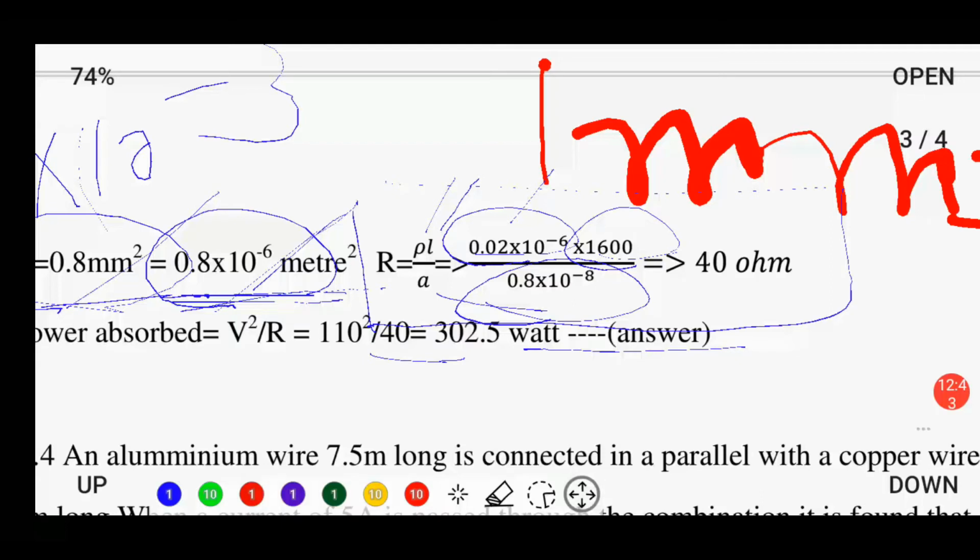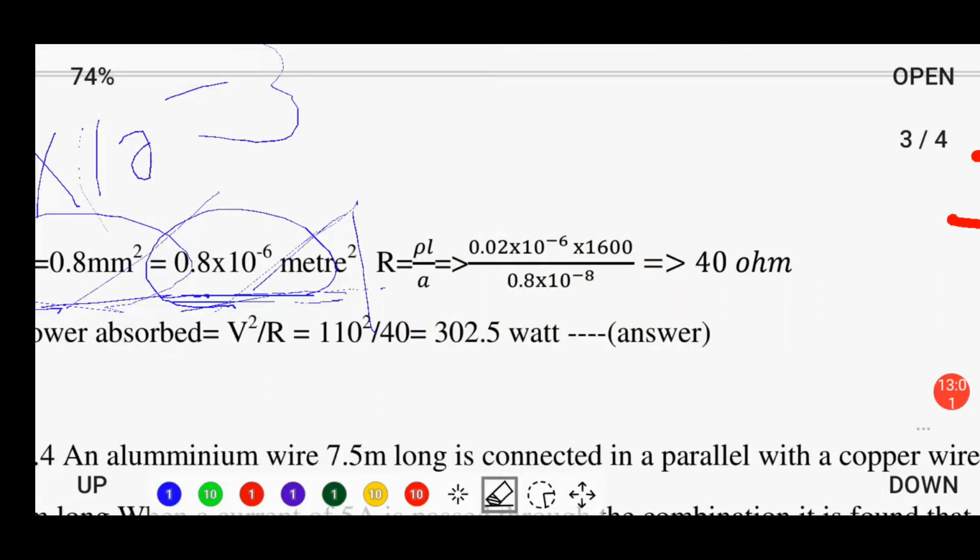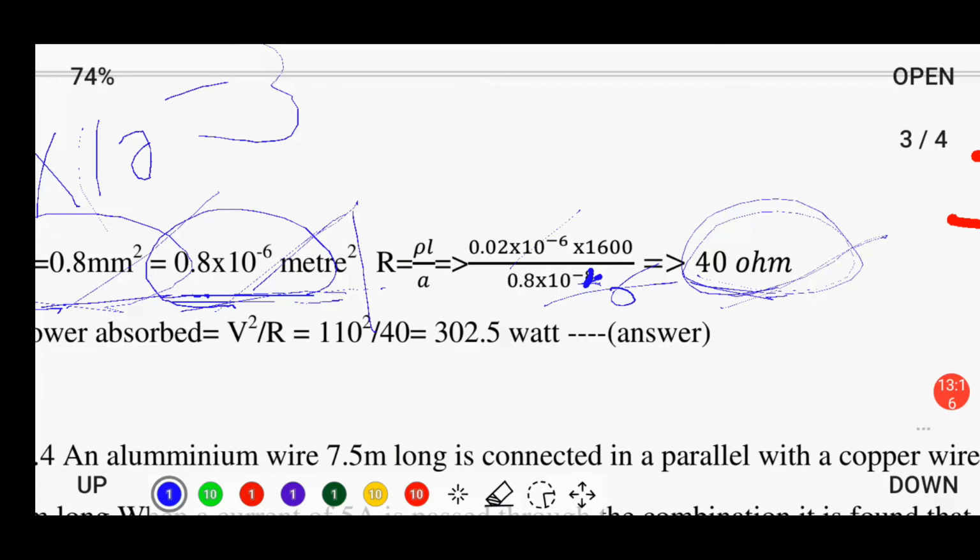What is the total length of the copper wire? The total length is 1600 meter. The specific resistivity is 0.02 into 10 to the power minus 6, and the area of cross section is 0.8 into 10 to the power minus 6 meter square. So on calculation, what will we get? The value of the resistance comes out to be equal to 40 ohm.